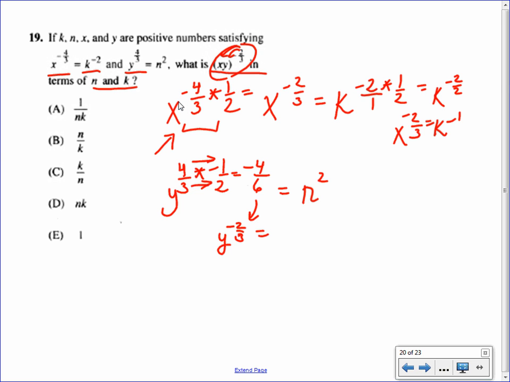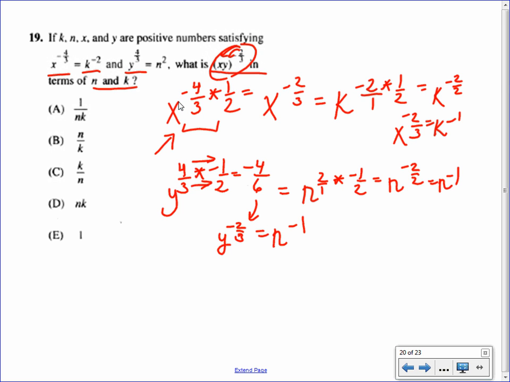And now we have to multiply n to the 2. We have to multiply that exponent times negative 1/2 as well, because whatever we do to the left side of the equation, we have to do to the right side of the equation also. So that gives us n to the negative 2/2, which reduces to n to the negative 1. Okay, so now we have that y to the negative 2/3 equals n to the negative 1.